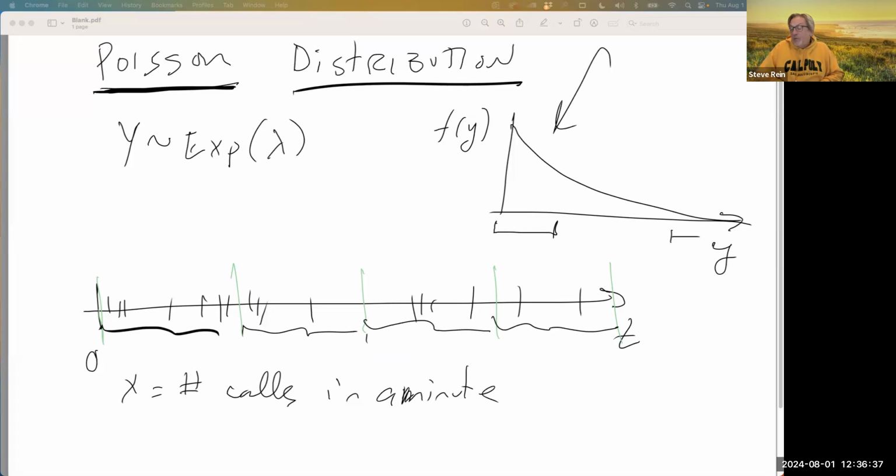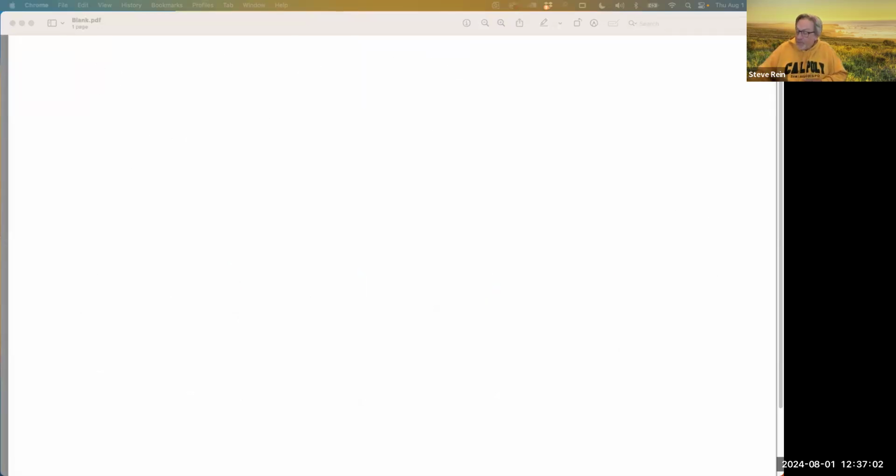Now, if that is the way our data are arriving, the calls coming in, you would say that the time between consecutive calls would follow an exponential distribution, but the number of calls per minute would follow a Poisson distribution. So let's talk about the Poisson distribution.